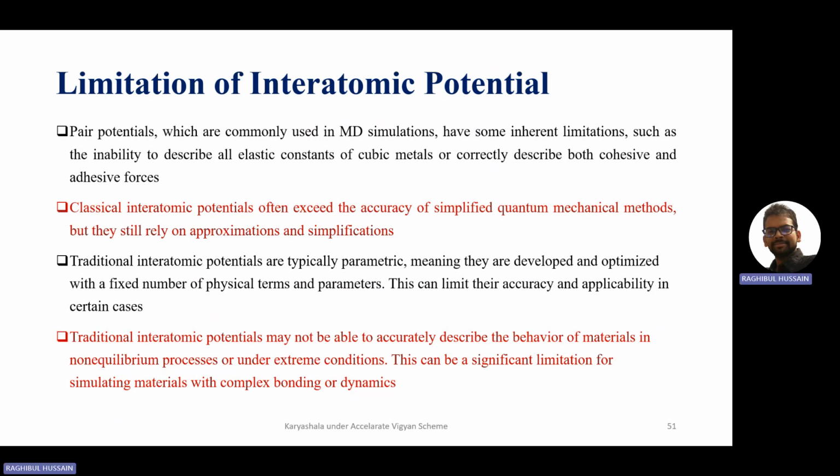Next, traditional interatomic potentials are typically parametric, because a set of values, equilibrium values, are already defined. You are just calculating the deviation from the set of defined values. So that means they are already developed by someone else, optimized with a fixed number of physical terms as well as the parameters that I have explained here.